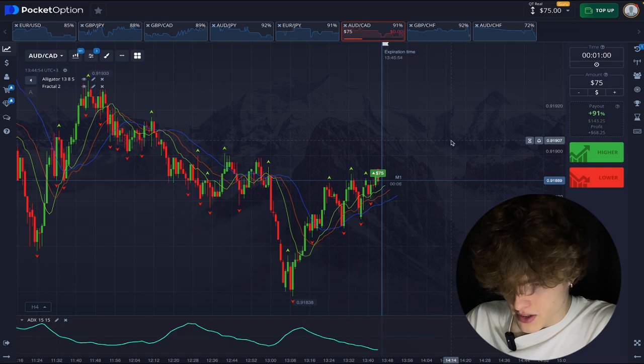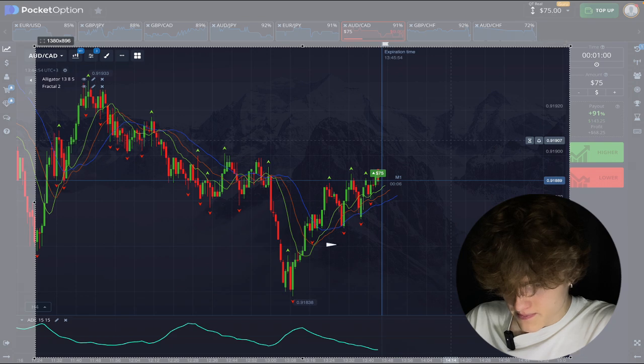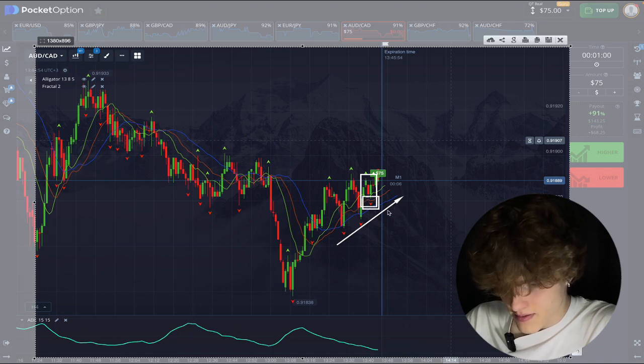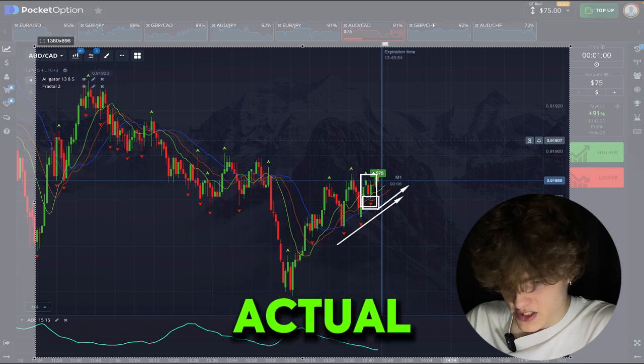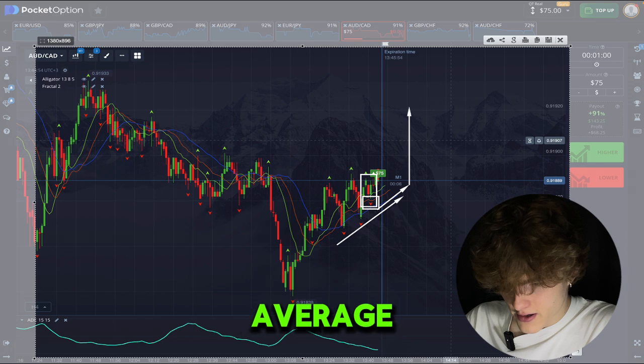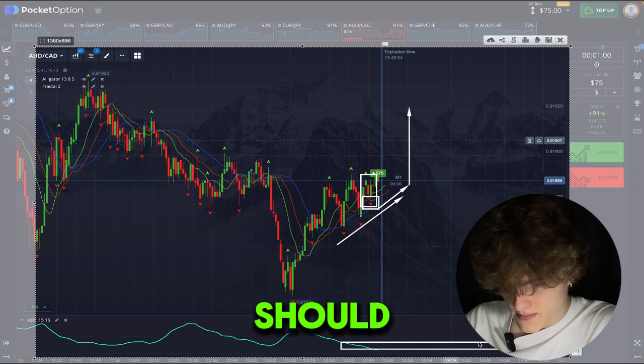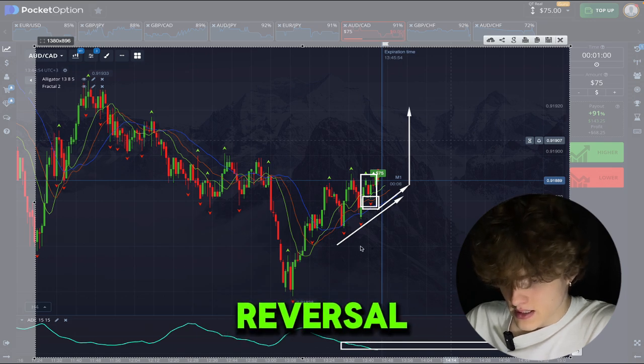My Alligator shows the upward trend. Earlier, a pullback was formed. A local minimum was formed. Accordingly, a local maximum should be formed. So the deal is open on the rise in the direction of the actual trend dynamics. Also, ADX showed the average nature of the trend direction, so there should not be any reversal.